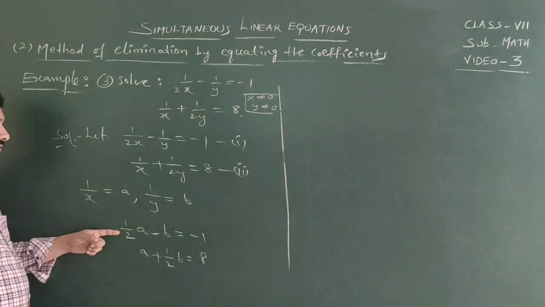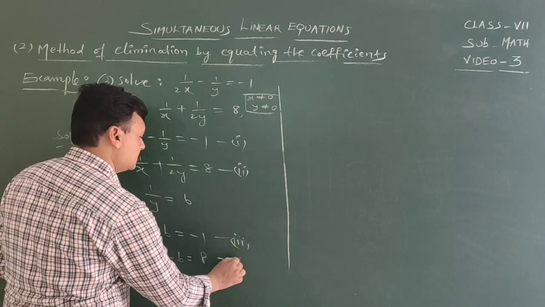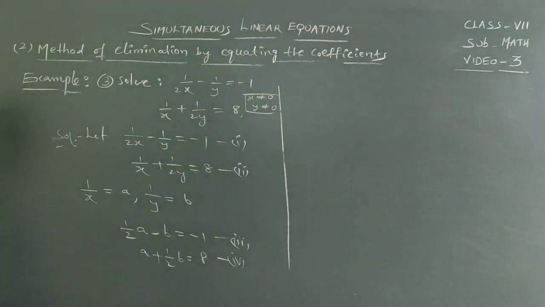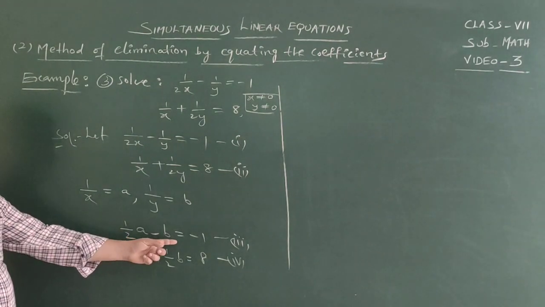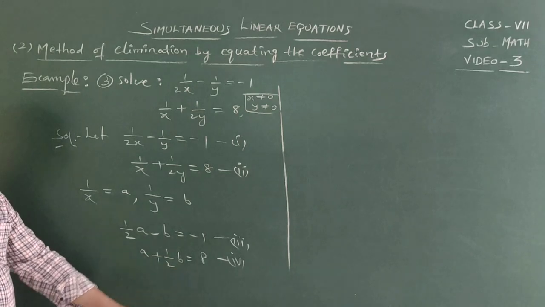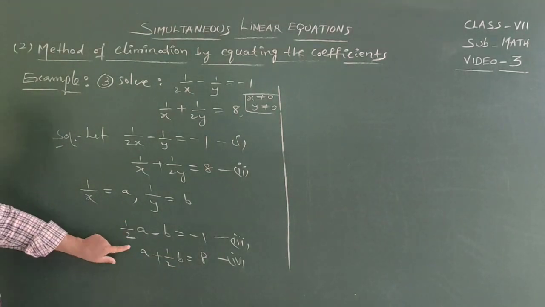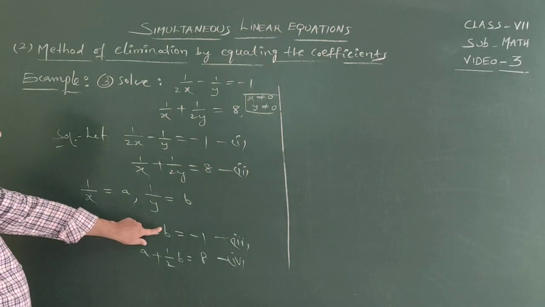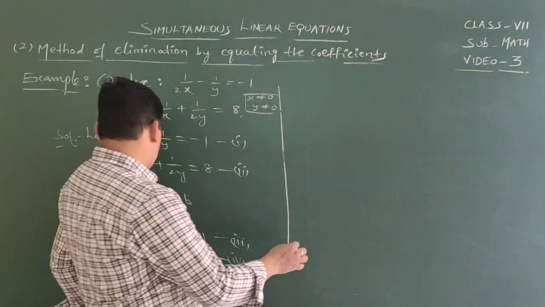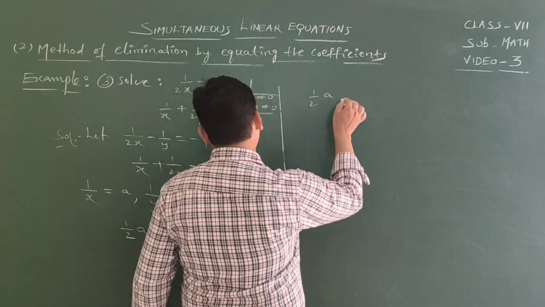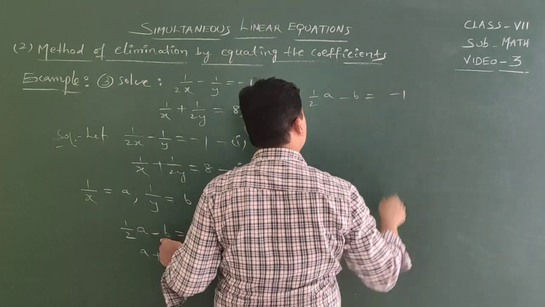Here, third and fourth equations. 1 by 2a minus b equal to minus 1, and a plus 1 by 2b equal to 8. Coefficient of a: here 1 by 2, here 1. Coefficients of b: here 1, here 1 by 2. There is no change in the first equation, half a minus b equal to minus 1.